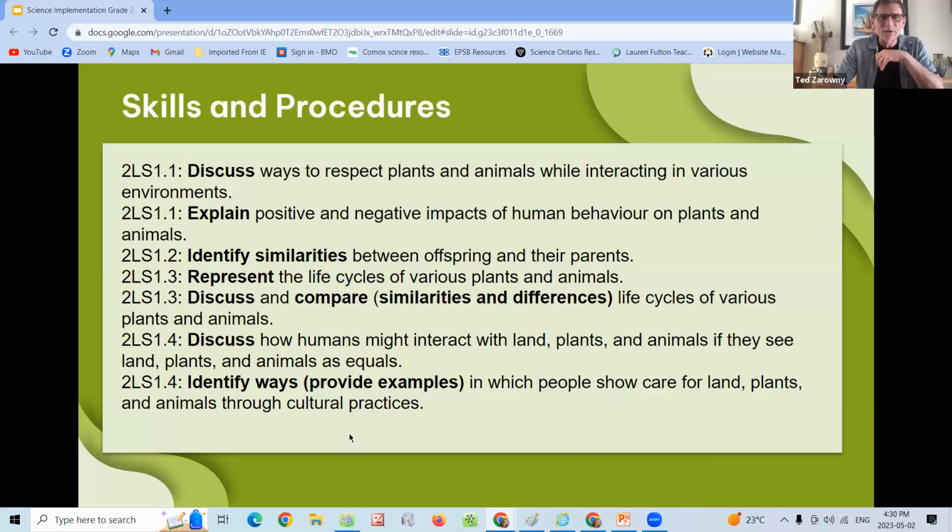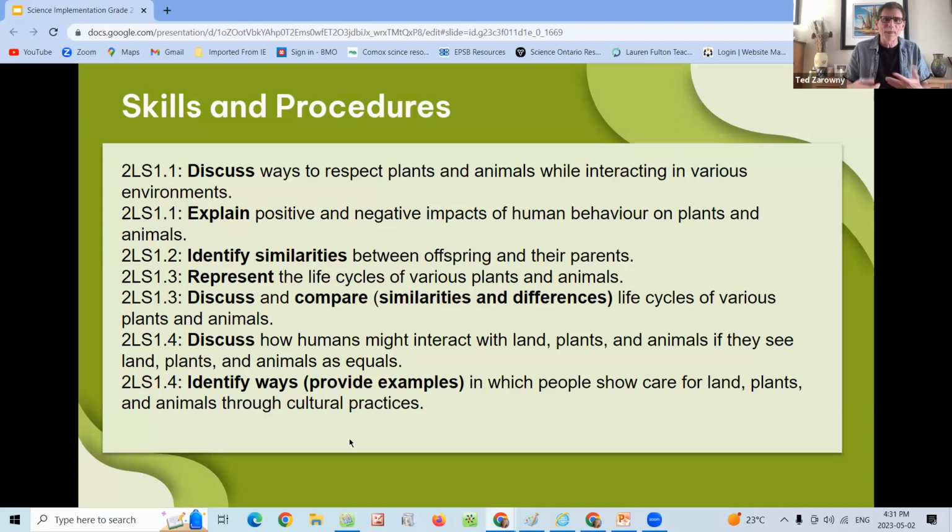There's a list of all the skills and procedures for grade 2 living systems. You can see there's some repetition. Discuss is one that is a big one. It is really how kids can demonstrate, especially at this level, their understanding. They may not be writers. They may not be able to represent or graphically show what they mean. It's probably discussing that is the way they're going to really demonstrate their understanding to you. So discuss is an important one.